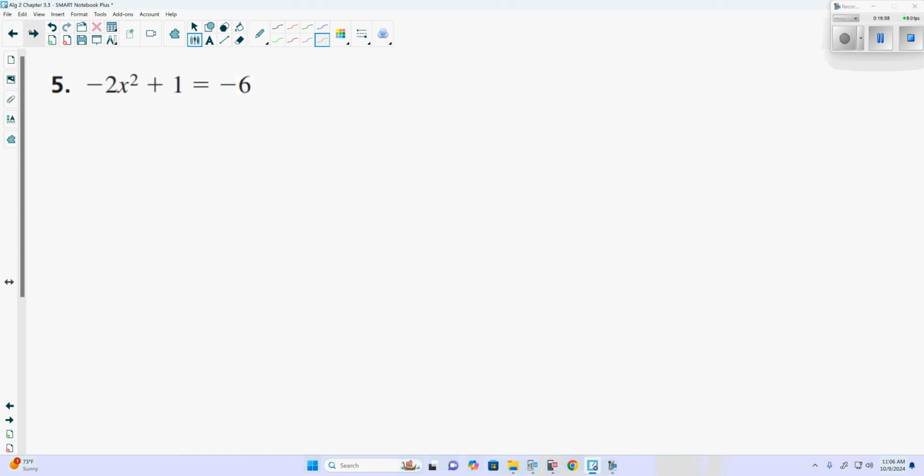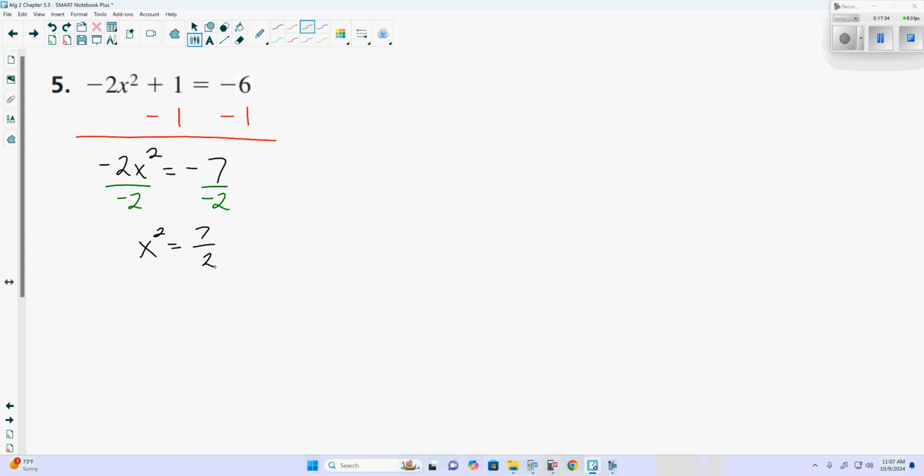Negative 2x squared plus 1 equals negative 6. Yes, we need to get our squared term by itself, so we can subtract 1 from both sides, which will tell us that negative 2x squared is equal to negative 7. What would we do next? Divide by negative 2. And our negative 2x squared divided by negative 2 is going to be x squared. And negative 7 divided by negative 2 is just 7 over 2. The negative and negative make a positive.